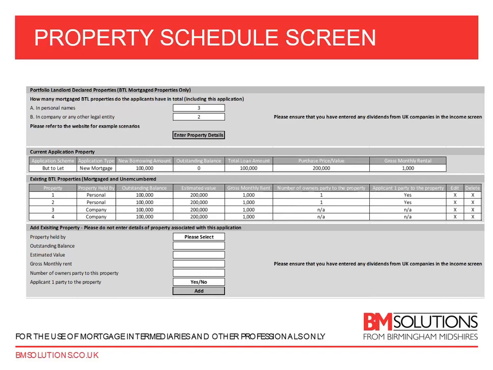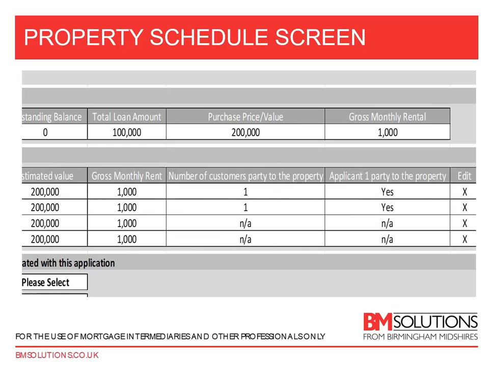So you need to complete what format it's in, whether it's limited company or personal names, the balance of the mortgage, the value of the properties, the rent, and how many people own the property, and whether applicant 1, applicant 2, applicant 3, or applicant 4 owns the property. So that's the information which you need to input. Just to break that down a little bit more, you can see the rent there. We're asking gross monthly rent rather than asking you to tell us what the gross annual rent is, and then you can see the number of customers party to the property, and is applicant 1 party to the property.